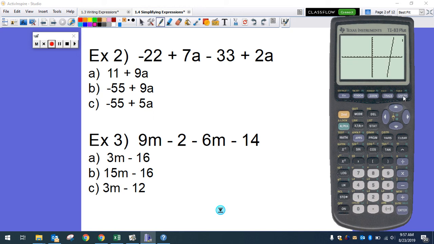So there's my answer. And look, I found it. It graphed right on top of it. I don't see another line anywhere. So B is my answer.